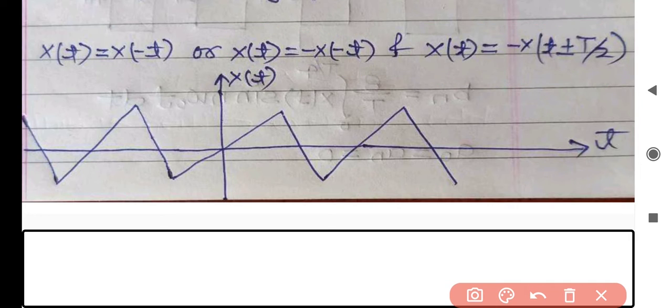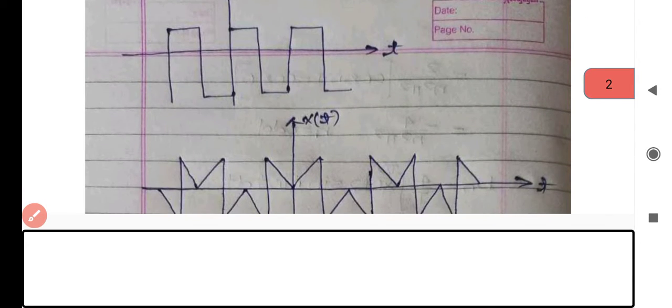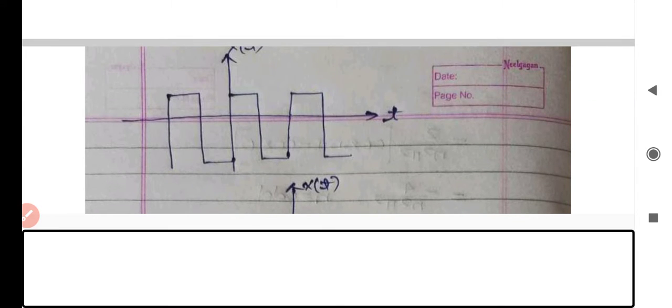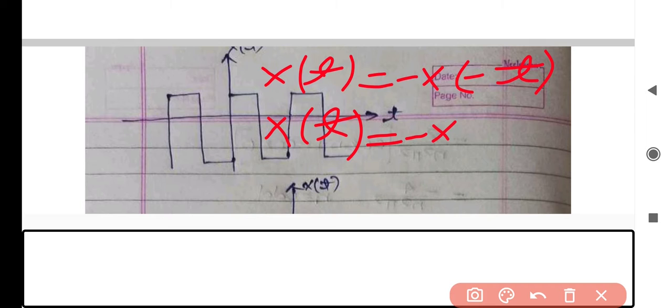Also there are some more examples, like this. This signal also has quarter wave symmetry, because this is an odd signal, it will follow x(t) is equal to minus x(minus t), and also it will follow x(t) is equal to minus x(t plus or minus T/2). So if we shift the signal by half of its time period and reverse it, it will give the same signal as the original.